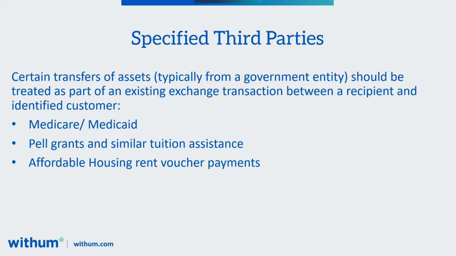And the question is, what is the nature of those payments that Medicare is making? And what this standard is clarifying is that, in effect, those payments are really part of the existing exchange transaction between myself and the hospital. In effect, Medicare is piggybacking on that existing relationship. So it's not a separate contribution transaction. It's, in effect, part of this existing exchange transaction between myself and the hospital. And a similar theory holds true for Pell Grants and tuition assistance and perhaps short-term affordable housing voucher payments. In effect, those are likely not contributions, but they're part of an existing exchange transaction. So that's important to remember.